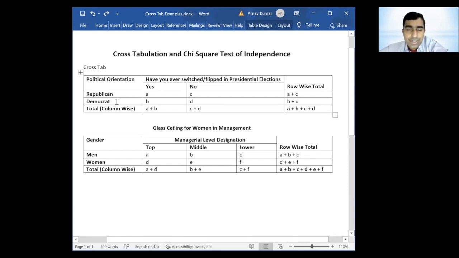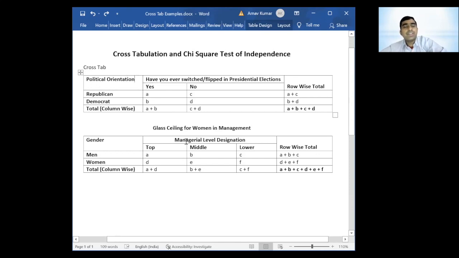But if switching and political orientation are not related to each other, then there will be no difference. These two variables will not be related. So it will not matter. The switching behavior will not depend on the political orientation. If they are related, the switching behavior in elections will depend on the political orientation. So we are trying to establish the relationship.